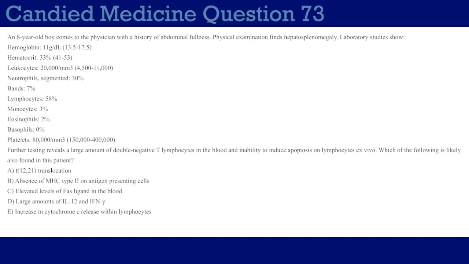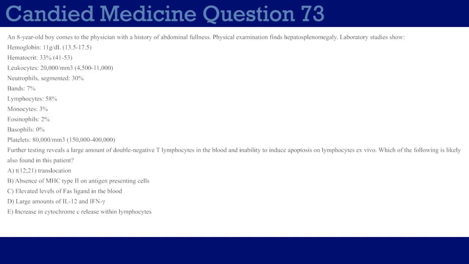Platelets are 80,000 per cc, normal range 150,000 to 400,000. Further testing reveals a large amount of double negative T lymphocytes in the blood and the inability to induce apoptosis on lymphocytes ex vivo. Which of the following is likely also found in this patient?